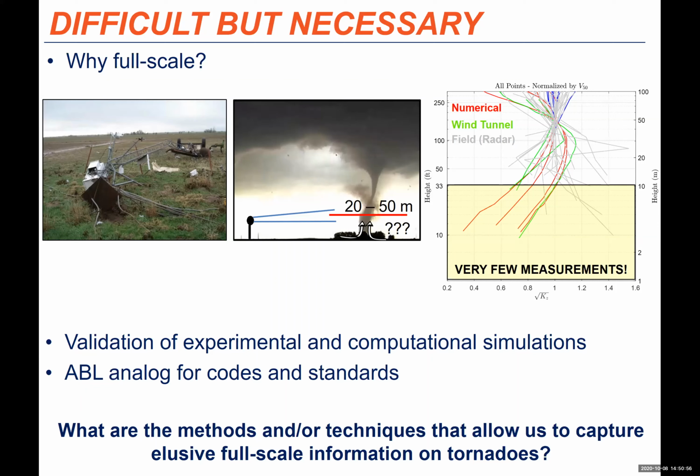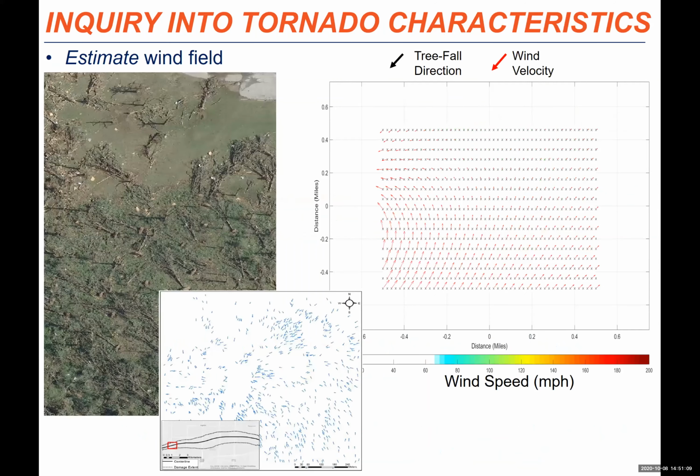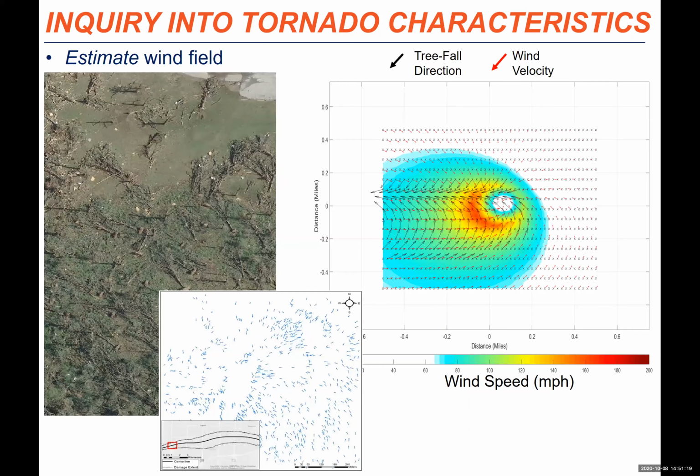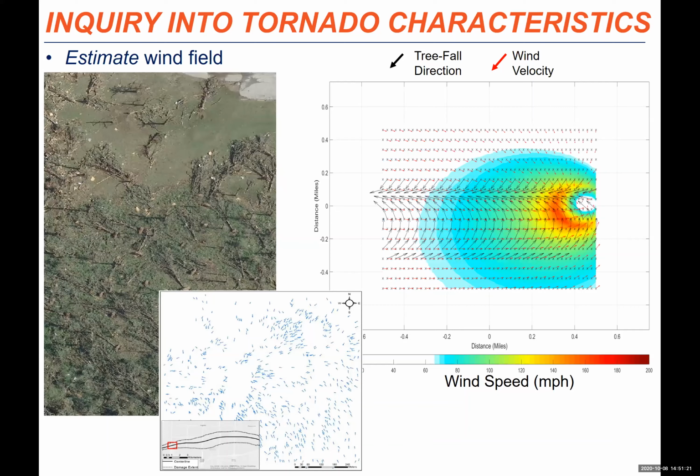And so what I'll talk about is a lot of the work that we're doing at Illinois, and really the methods and techniques that allow us to capture some of this elusive full-scale information on tornadoes. Greg mentioned the work we're doing to estimate the wind field. For example, this shows tree fall patterns on the left. These patterns are digitized, and then vortex models are run. On the right, you can see in the black arrows a simulated tree fall. We compare that to the observed tree fall and come up with wind speed estimates.